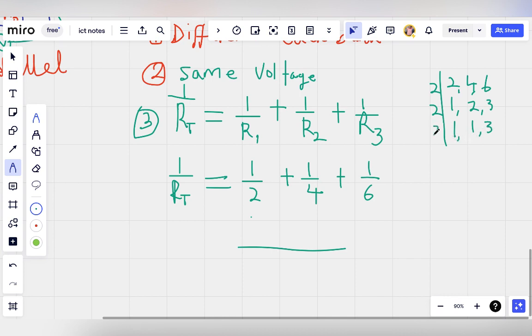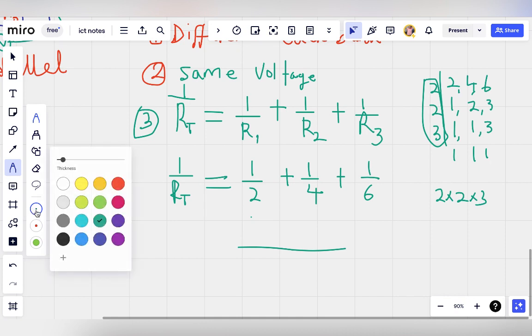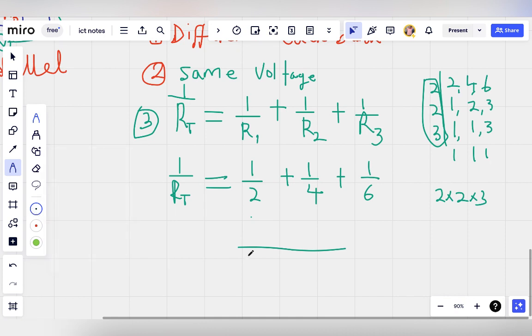So I put 3 here. This one is already 1, bring it down. This one is already 1, bring it down. This one is 3 divided by 3, you get 1. So this will form my LCM. I multiply this product, I get my LCM. 2 times 2 times 3. 2 times 2, which is 4, times 3, which is 12. Okay, so my LCM is 12. So I use 12 as my LCM to calculate.